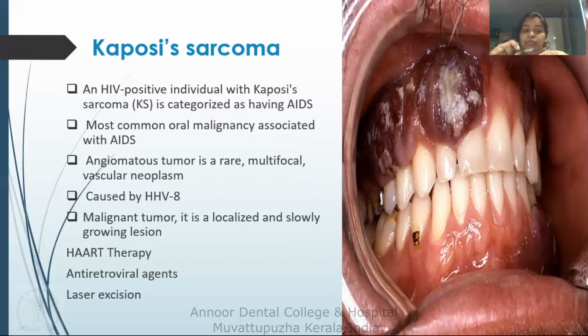This is also the most common oral malignancy which is associated with HIV patients, an angiomatous tumor, which is a rare multifocal vascular neoplasm. It's caused by HHV8, human herpes virus 8. It is a malignant tumor which is localized and slowly growing. For treatment, we use HAART, which I already mentioned, the combination of those drugs, antiretroviral agents, and it could also be done by laser excision.